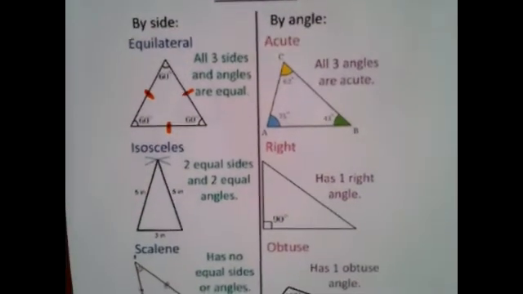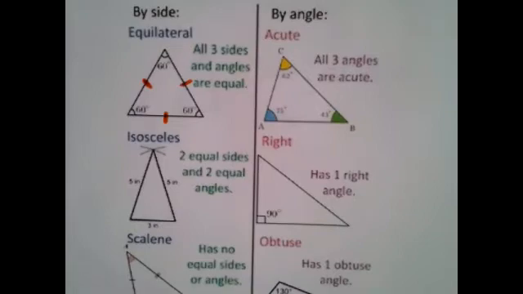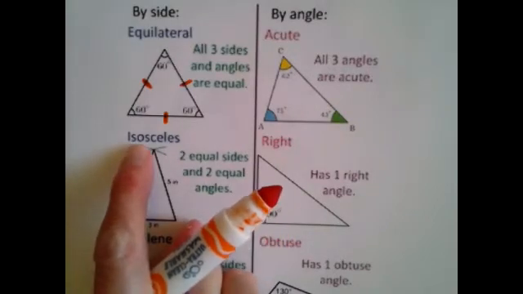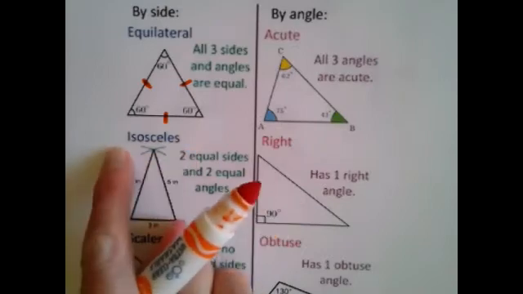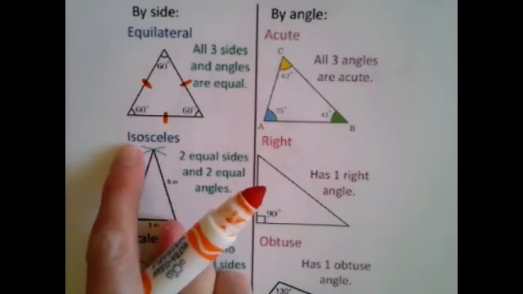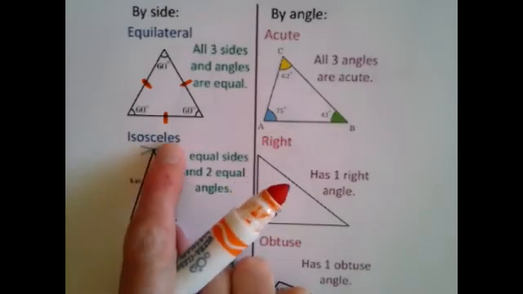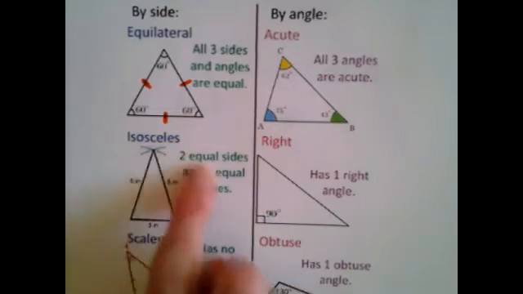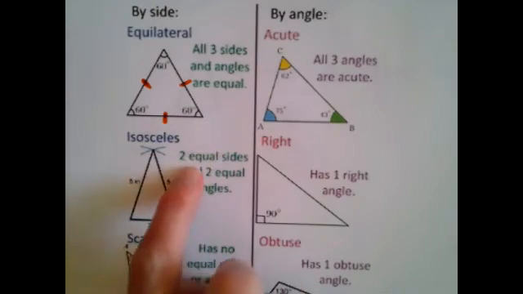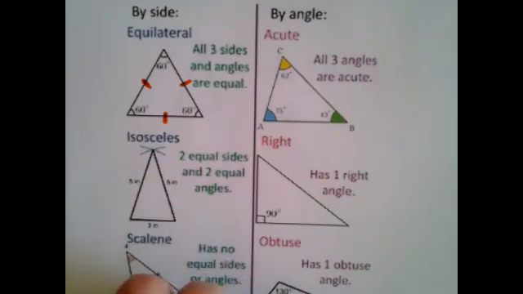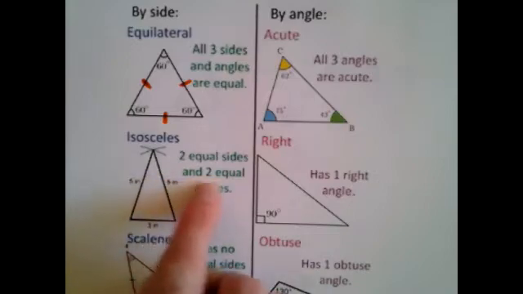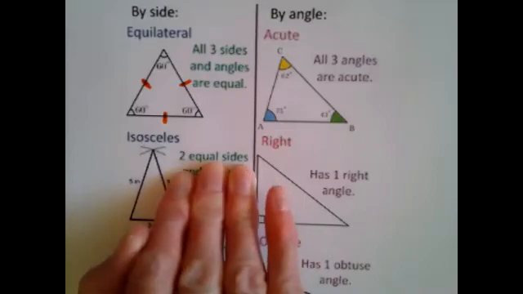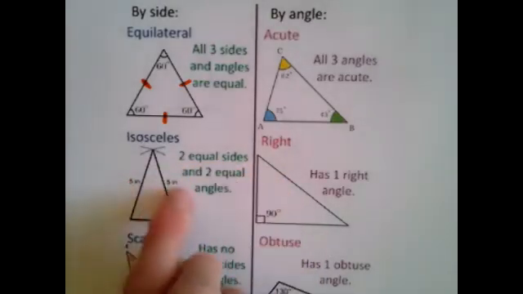Another name for a triangle based on its sides is an isosceles. Please say that with me. Isosceles. Multiple syllables. In an isosceles triangle, there are two equal sides. And they note in here for us the two equal angles. Don't worry about that so much right now. I'm afraid it's going to confuse us while we start. Let's just look at two equal sides.